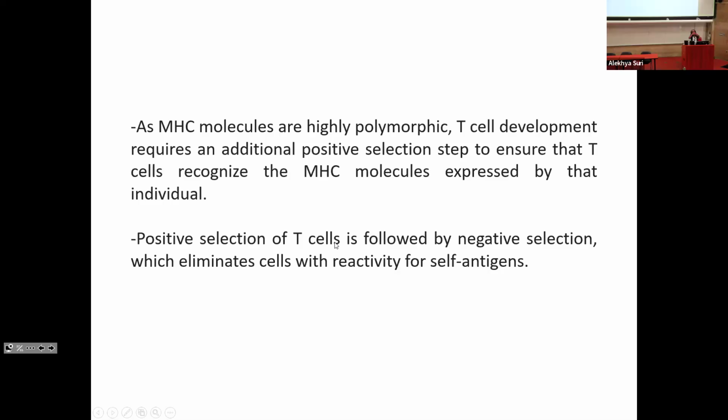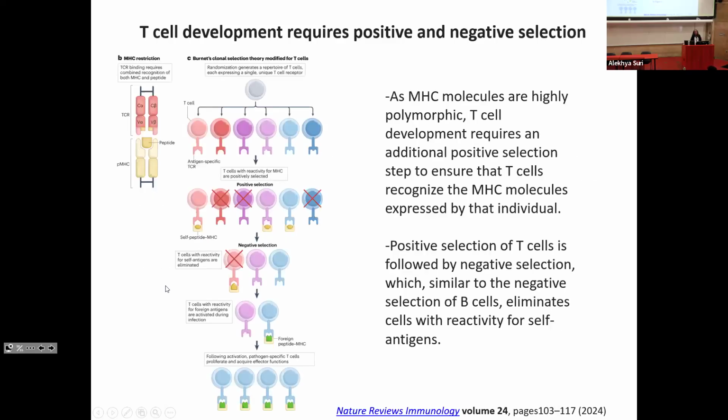It should not recognize an MHC molecule and peptide from another individual who's expressing a different type of MHC molecules. So this whole process is geared towards the T cell receptor recognizing self-MHC and peptide, not just self-MHC. The T cells go through a process called positive selection followed by negative selection to remove self-reactive cells. This is a very complex process, but to put it simply, there are two steps that occur.